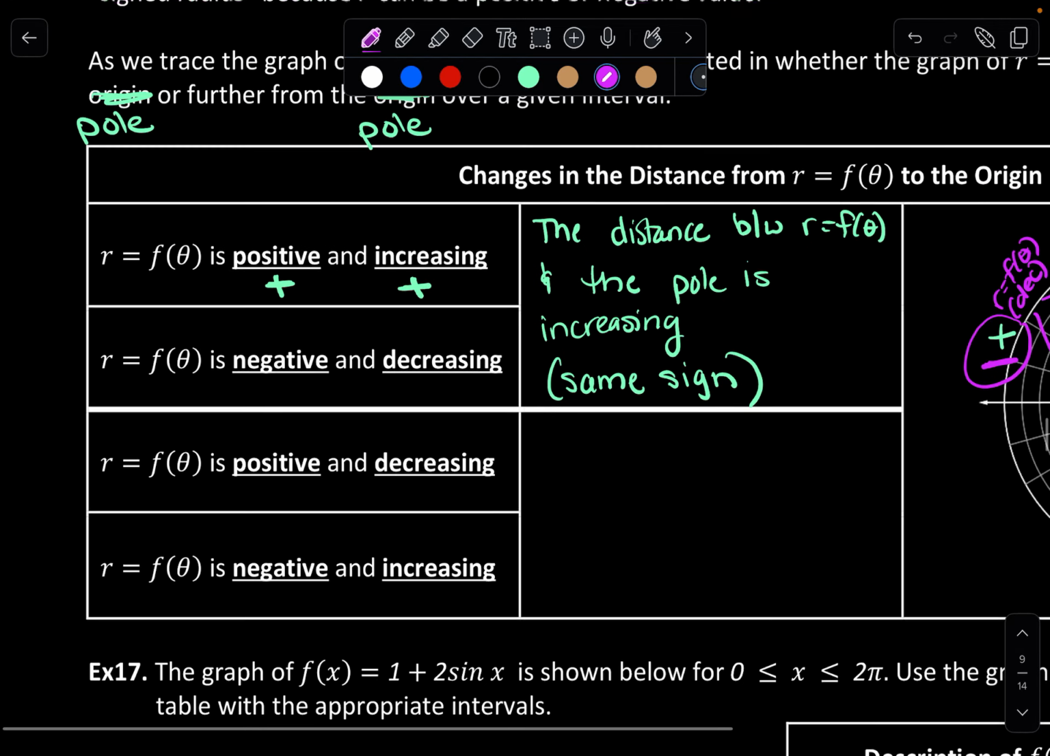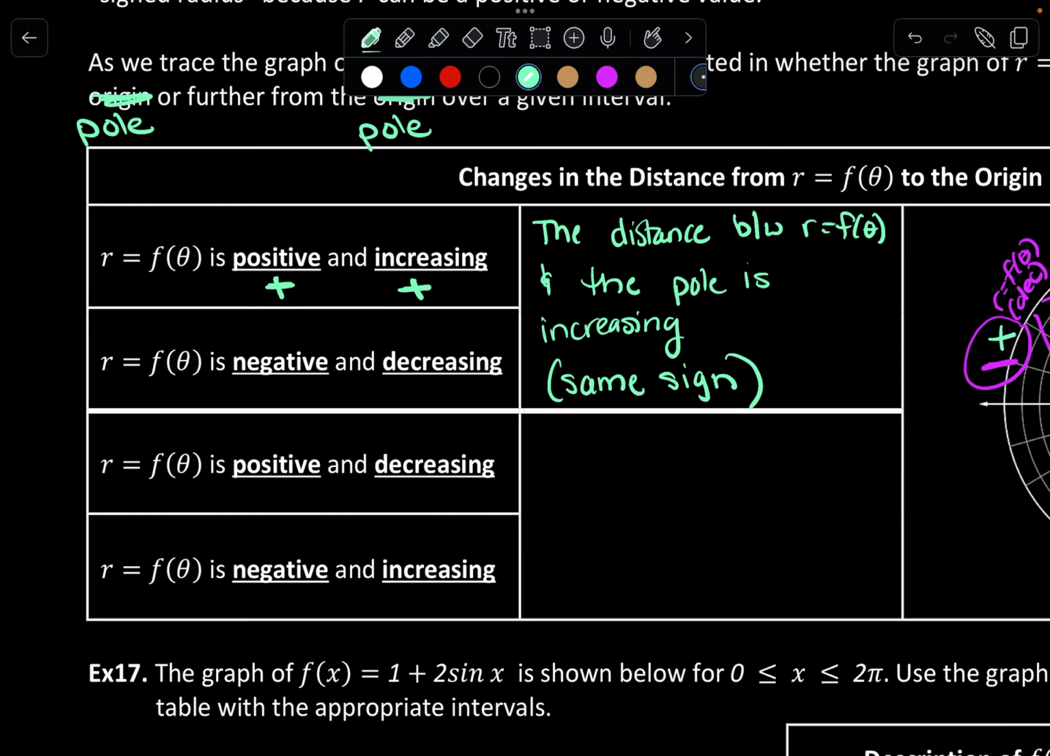Okay, and that's what the second part is here. So if r equals f of theta is positive and decreasing, or r equals f of theta is negative and increasing, the distance between r equals f of theta and the pole is decreasing.